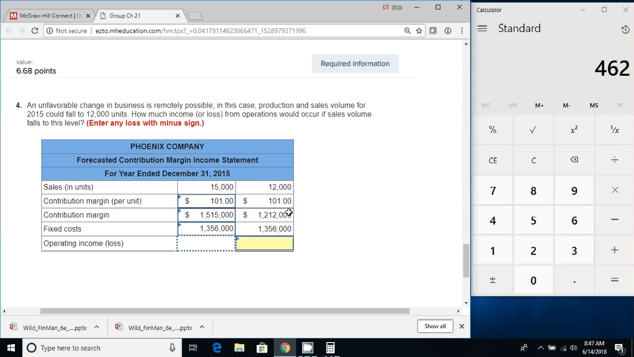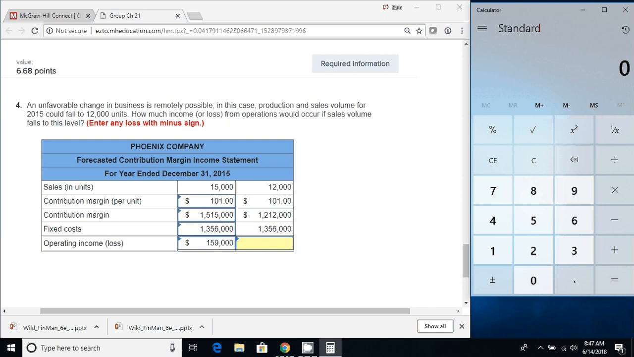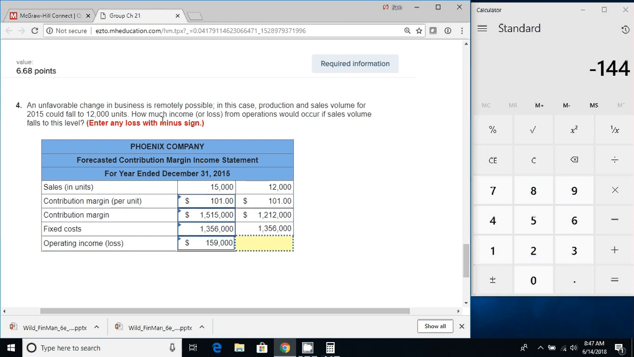Look at what it's doing over here at 12,000 units, because now it becomes easy math. We know that at 15,000 units, it's 159,000. What happens when it's at 12,000 units? 1212 minus 1356 is going to be a negative. Make sure you put the minus sign: minus 144,000. There's not a lot of margin of safety in there, is it? We know that he was at a profit at even 14,000 units when we flexed the budget earlier, but just by dropping sales by 2,000 units, he's going to be at a pretty significant loss.